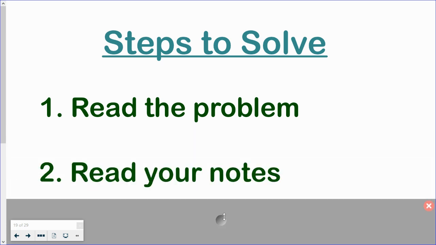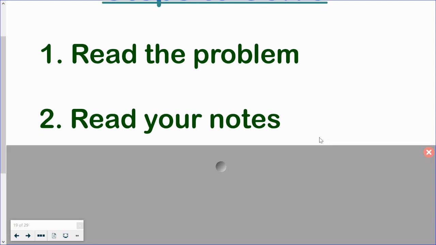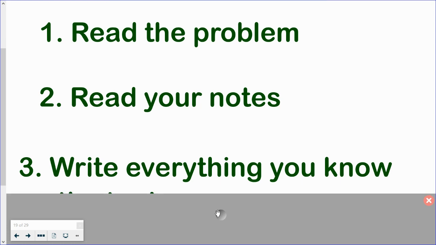Okay. Next, read your notes. And I say read, not just look at, right? It is important that we're reading through what I have written down. What clues do I have that are already given to me that can help me through this? So reading, not just looking at, but truly reading all the information you already have for yourself.